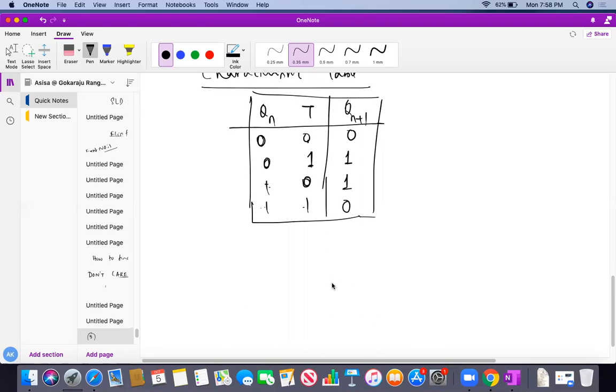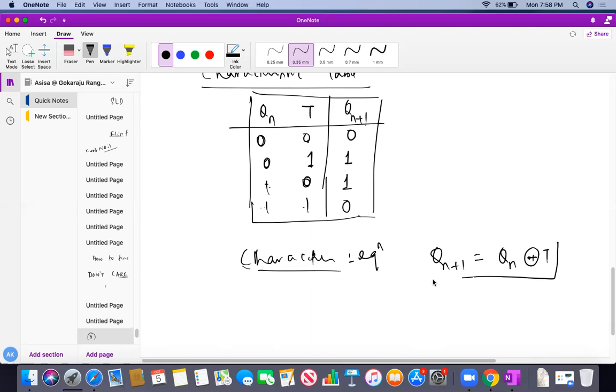By looking into this, anybody can say that the characteristic equation will be just like an XOR gate. Am I correct, students? So it's just a characteristic equation, nothing else. It's just Qn plus 1 is Qn XOR T. By looking into those two tables, it's just like an XOR operation. An odd number of ones at the input gives logic 1. So the characteristic equation looks like an XOR operation between Qn and T.